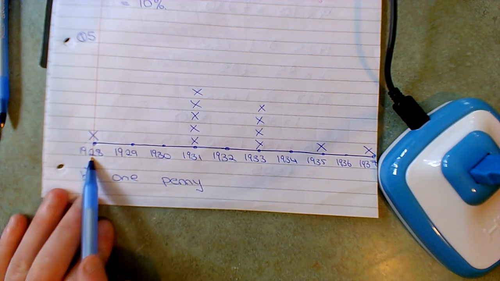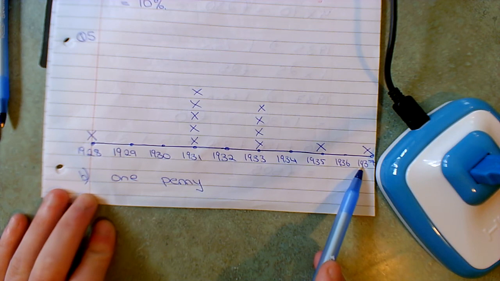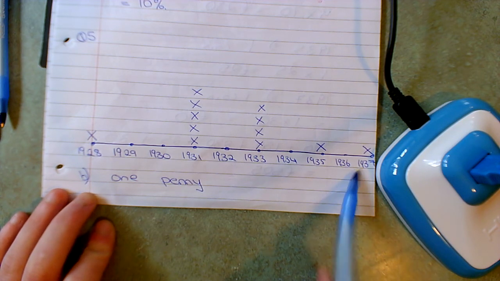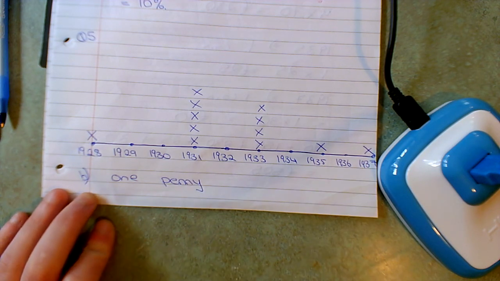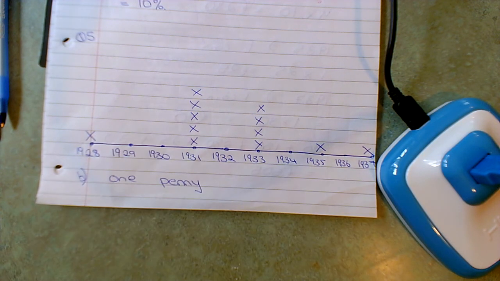So I did 1928 because that was my lowest value, all the way up to 1937 because that was my highest value. And then I went and did my frequency. So it was kind of like a tally table, except anytime I came across a number, I put an X on it. Part B says how many pennies were minted in 1928.